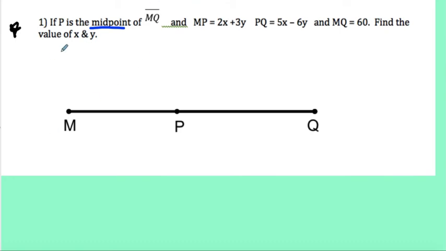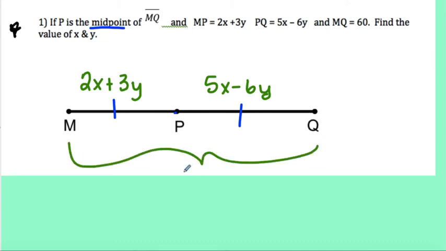All right, so if P is the midpoint, you mark your diagram with the given. So P is the middle, so I'm going to mark these guys congruent. And then I'm going to mark and label all the parts of my diagram. So it says MP is 2x plus 3y, and PQ is 5x minus 6y, and the whole thing is 60.